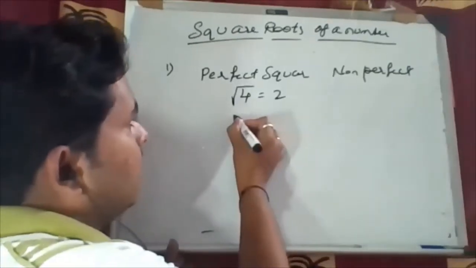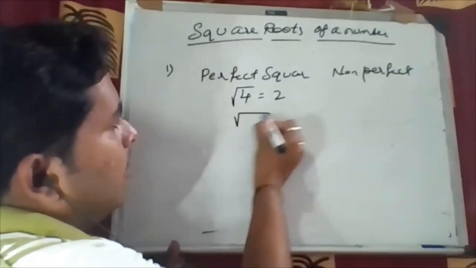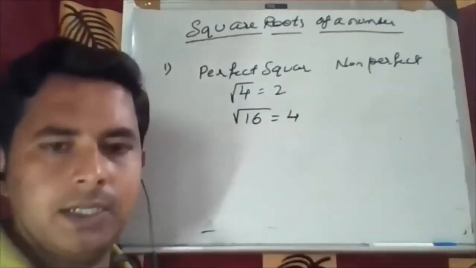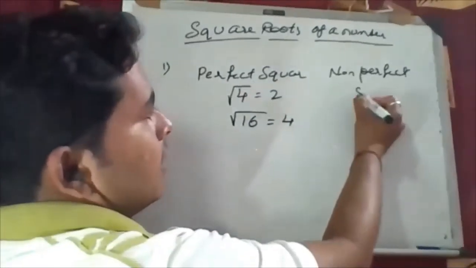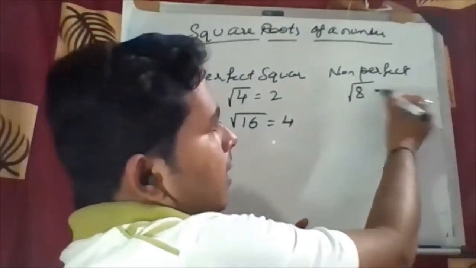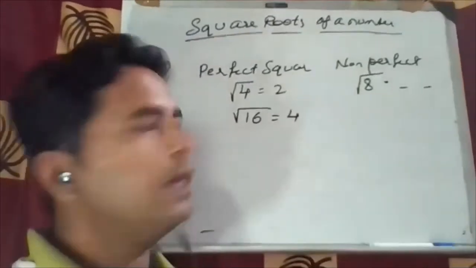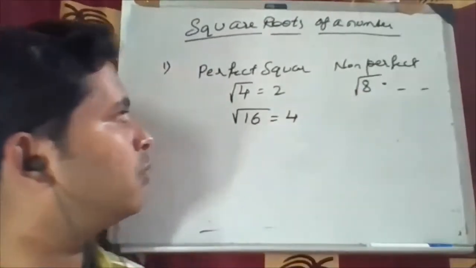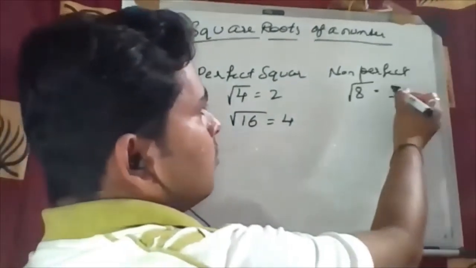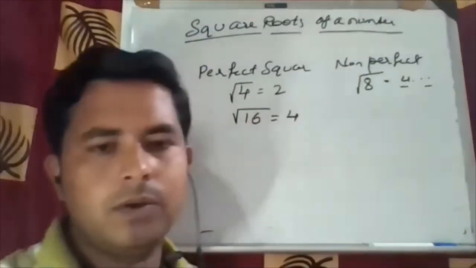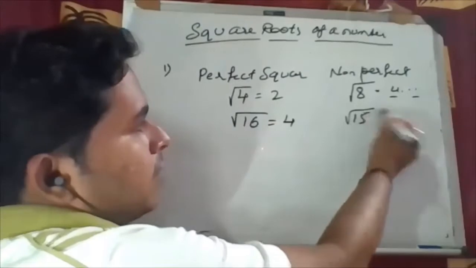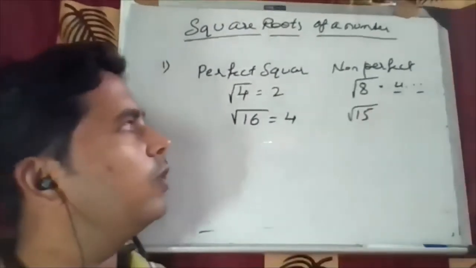And if you take 16, 16 is a perfect square. But if you take 8, you won't get an exact answer, you will get an answer in decimal. 8 is near the square root of 4, so you will get an answer of some 2 point something. Like that, if you take the square root of 15, it is non-perfect.